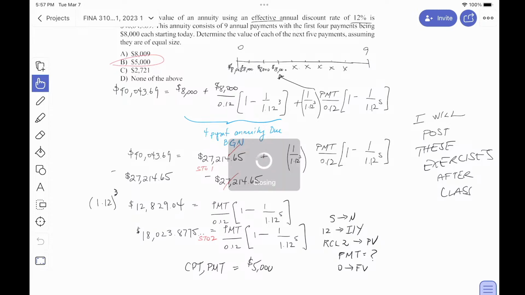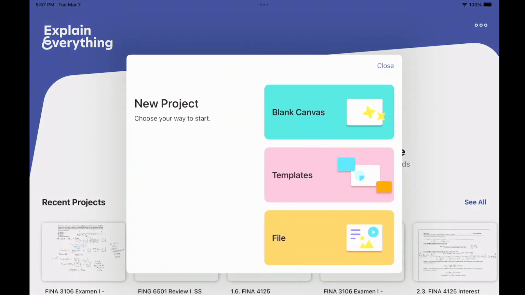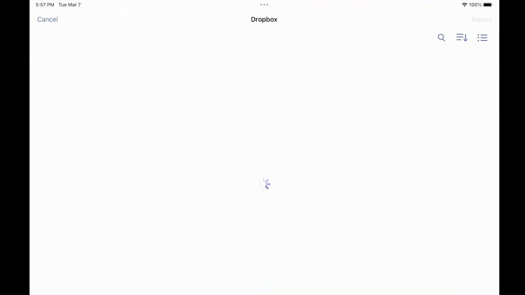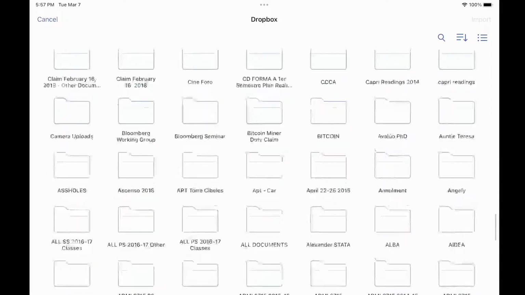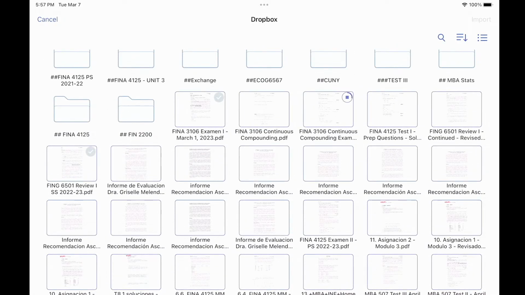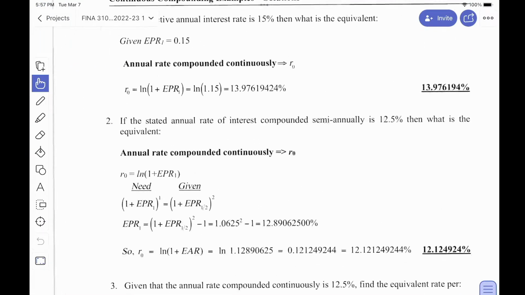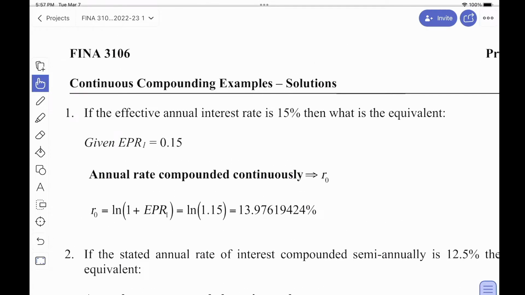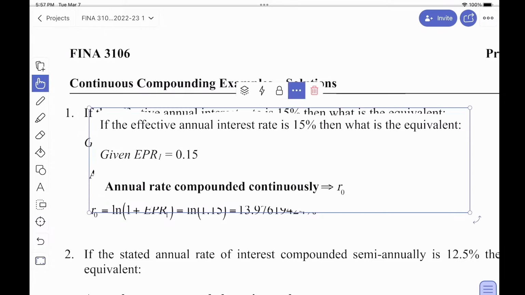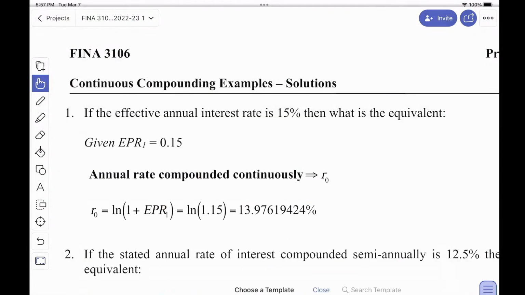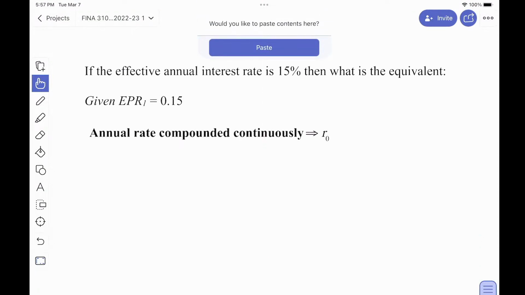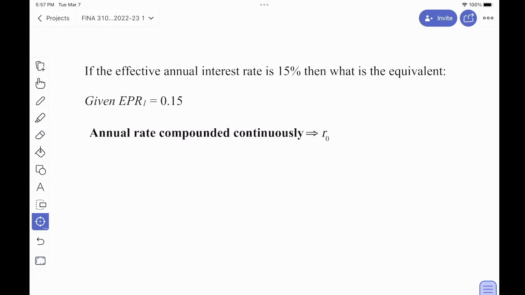All right. So let's get the examples on continuous compounding, if I can find them easy enough. So I will just take the question. If the effective annual interest rate is 15%, then what is the equivalent annual rate compounded continuously?